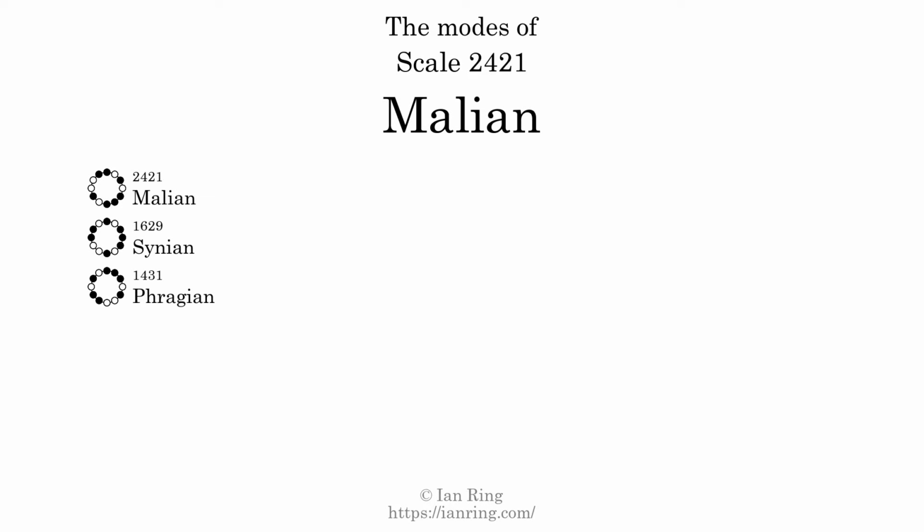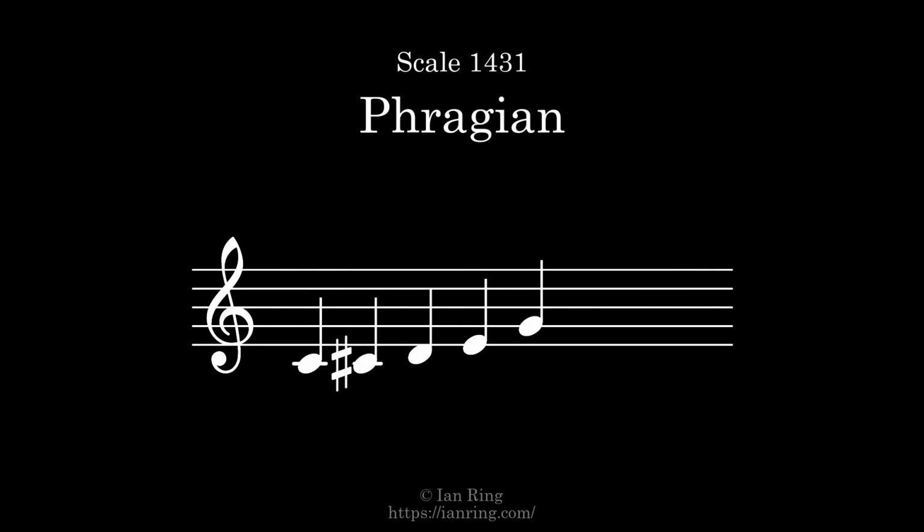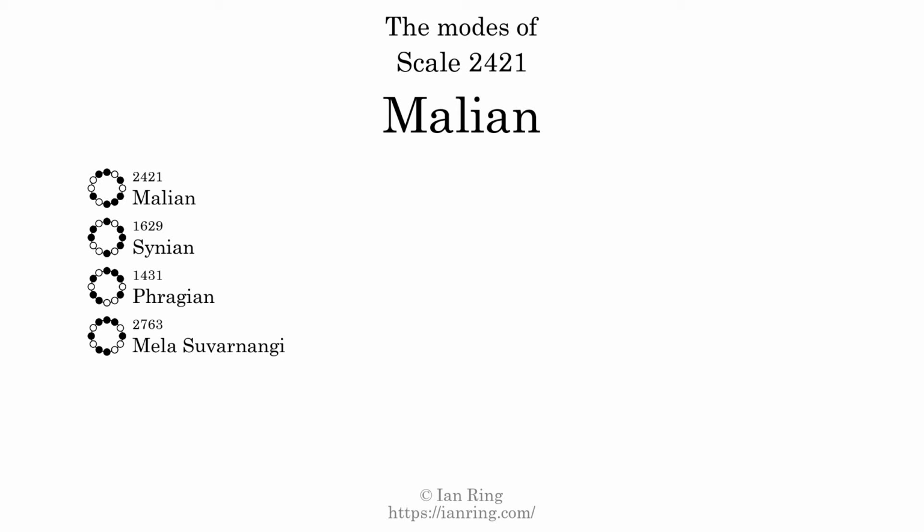The third mode is scale 1431, also known as Phrygian. It sounds like this. The fourth mode is scale 2763, also known as Mila Suvanangi. It sounds like this.